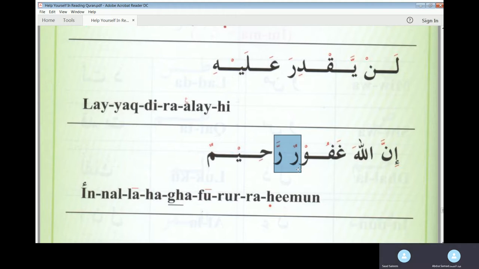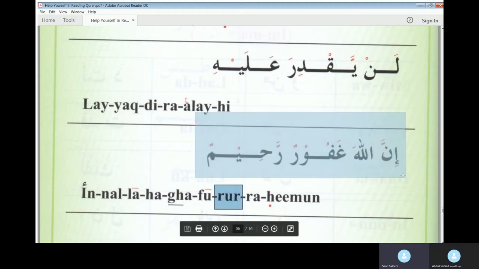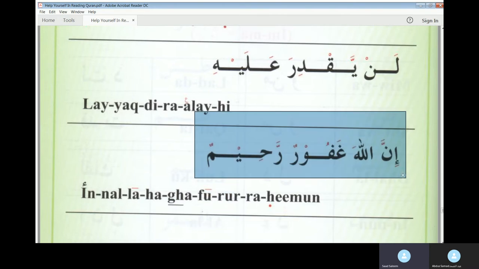Ghafur Rahim. Ghafurur Rahim. Repeat after me. Ra dhamma ra sukoon rur. Say it one more time. Ra dhamma ra sukoon rur. Good. Inna allaha ghafurur rahim.